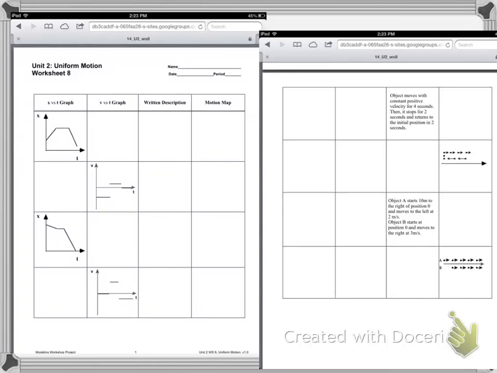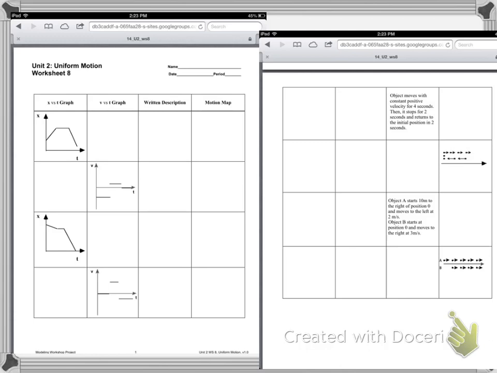Hey guys, here is your solutions video for the practice x versus t graphs. I'm going to try to make this one short and sweet, really break it down, and treat it more as a solution than as a teaching style.